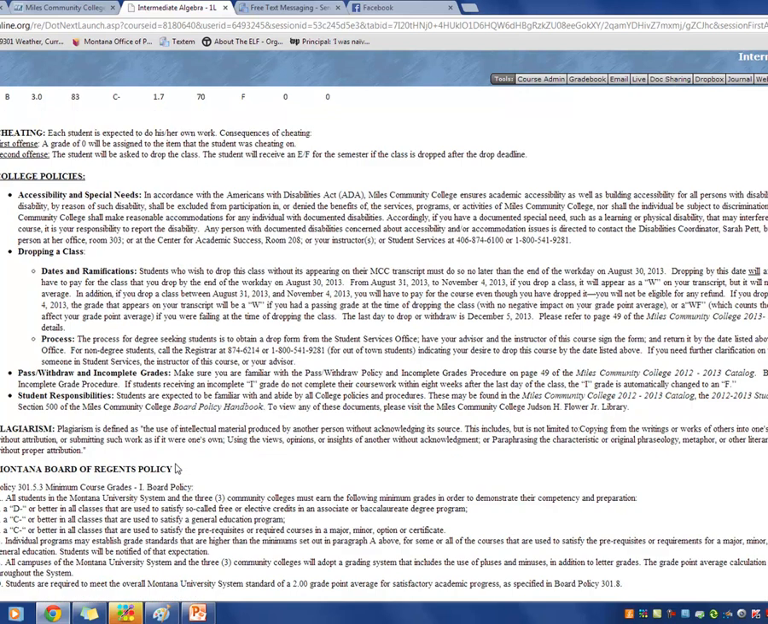Other things that are important outside this section, in terms of college policies, there's a couple things worth mentioning. One, sometimes people have problems.